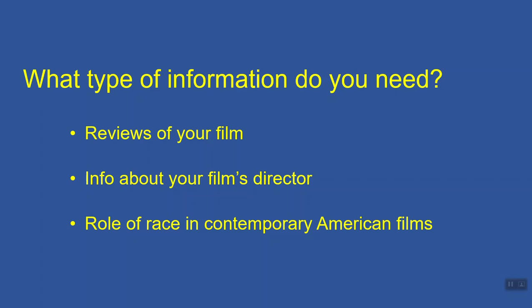So the first thing you want to ask is, what type of information do you need? And I'm going to identify 3 different types of information. One is you want to look for a review of your film. You want to see what film critics have to say about it. Second, you want to look for information about your film's director. And finally, you want to look at the role of race in contemporary American films. So that will be something that will be broader than just your specific film.